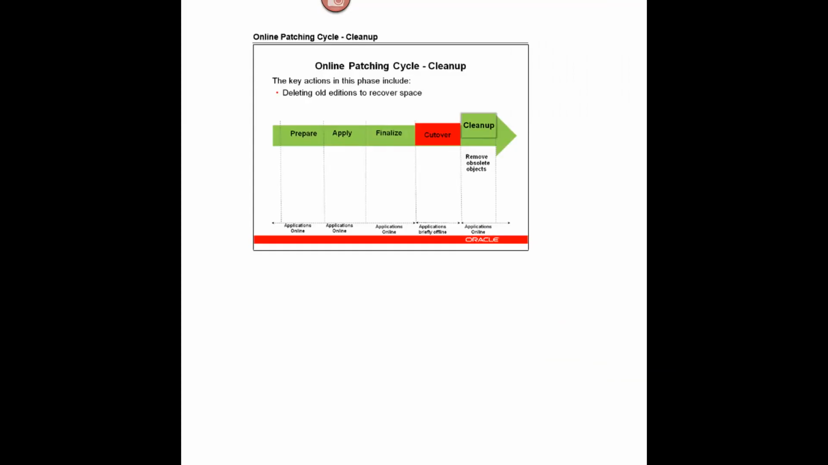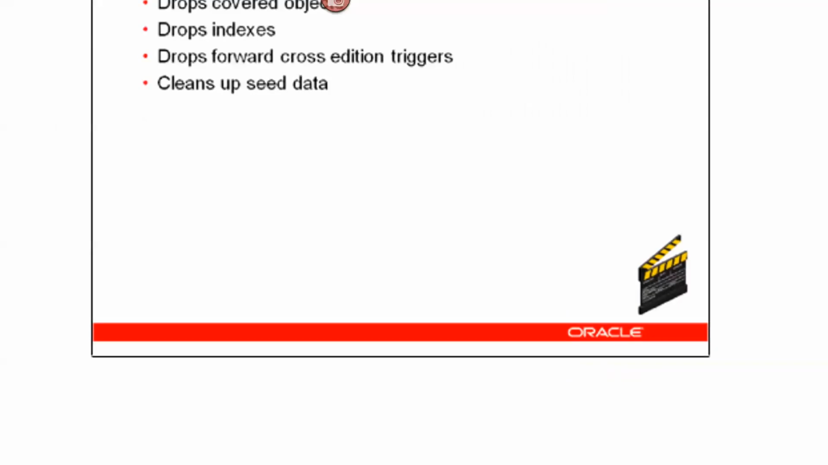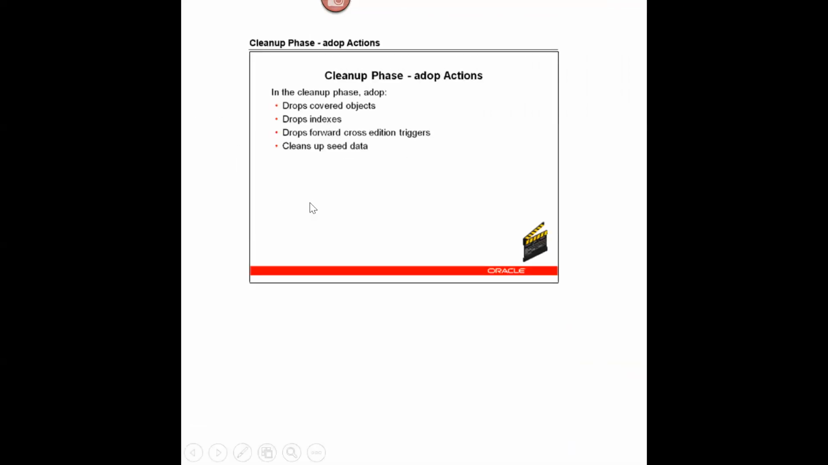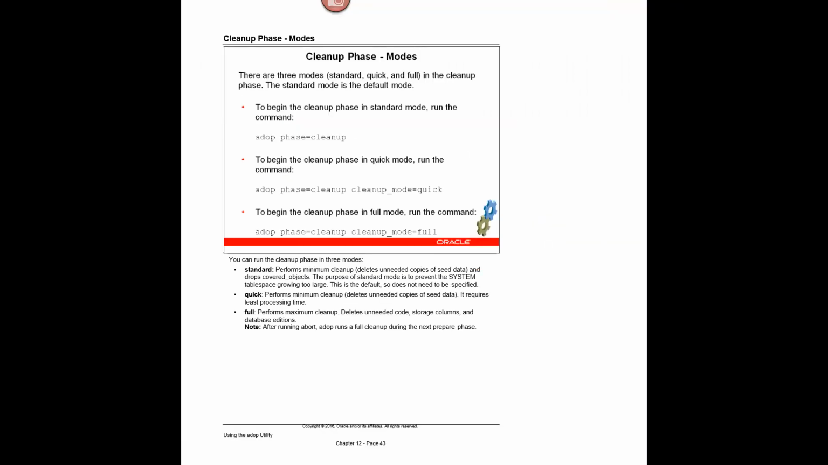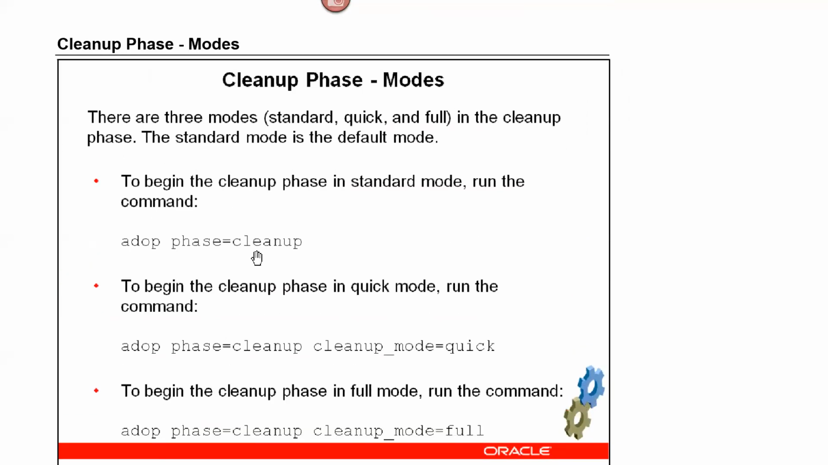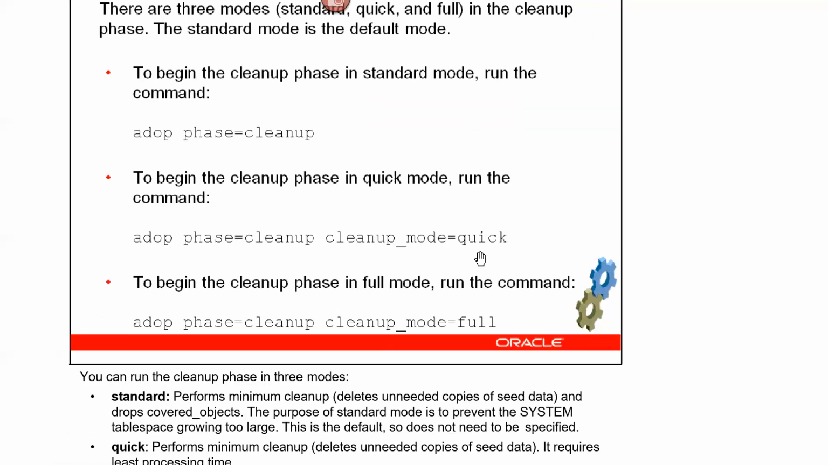Then final cleanup, deleting old editions to recover space. It drops the covered objects, drops indexes, drops forward cross edition triggers, and cleans up the seed data. All of this is done. Here also phase equal to cleanup. Here also you have something called mode equal to quick. Sometimes even our cleanup may take a very long time. We sometimes use quick, or there is also full. So there is cleanup quick and full.